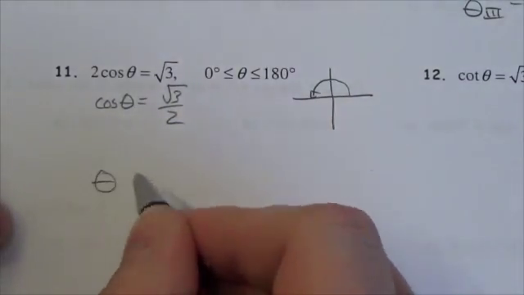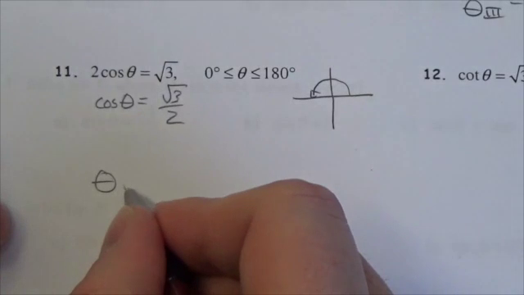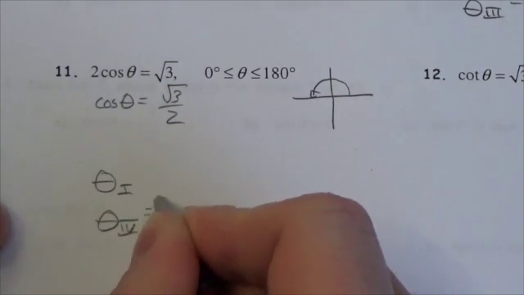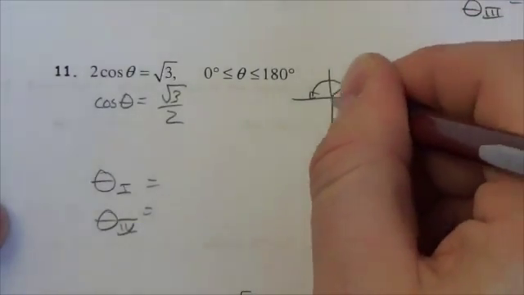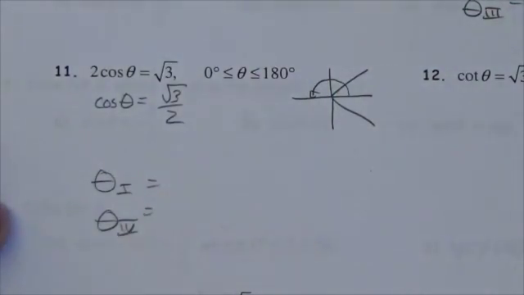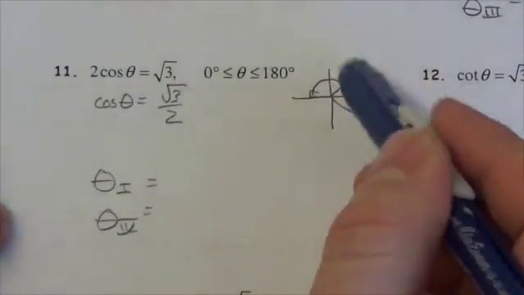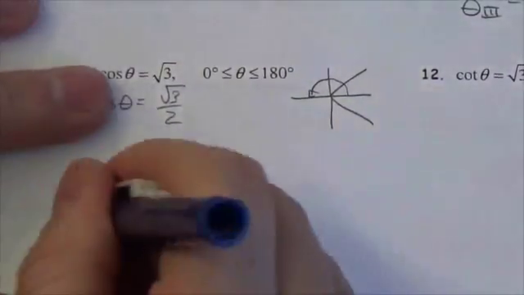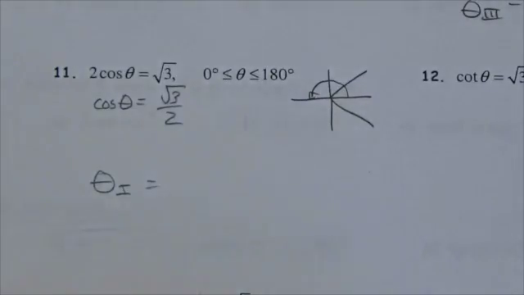I've got cosine is positive. I know that happens in quadrant 1 and quadrant 4. However, I don't need quadrant 4 because my domain only passes through quadrants 1 and 2, so I don't even need that. I'm only looking for a first quadrant angle.